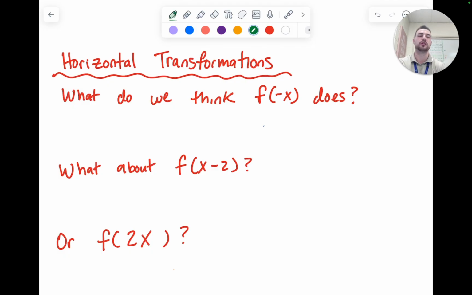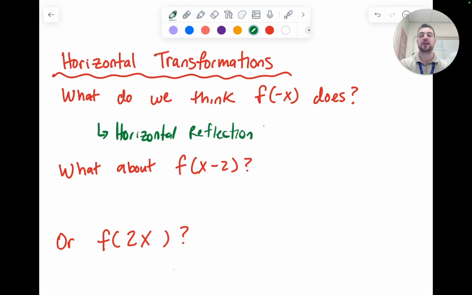Just like with our vertical transformations, whenever you have a negative, it is going to be a reflection. But this time, it is directly attached to our x value, which means it is going to affect our input and therefore our x values. So this is a horizontal reflection.